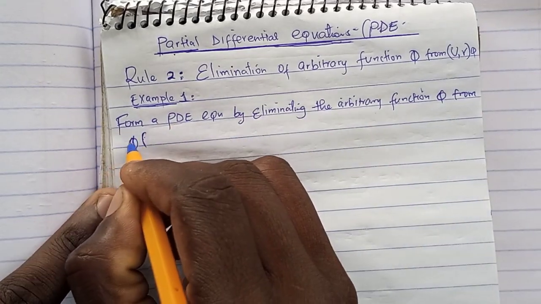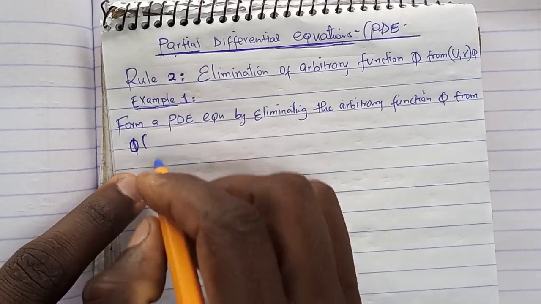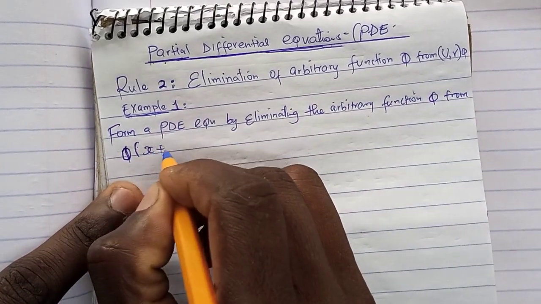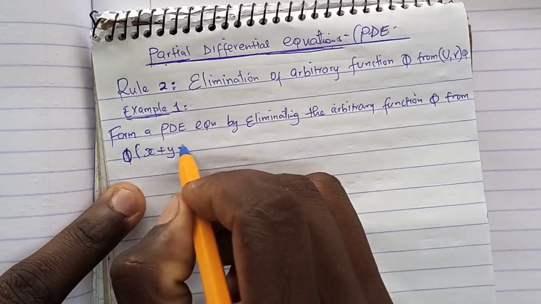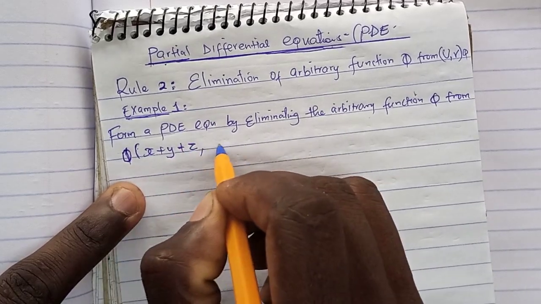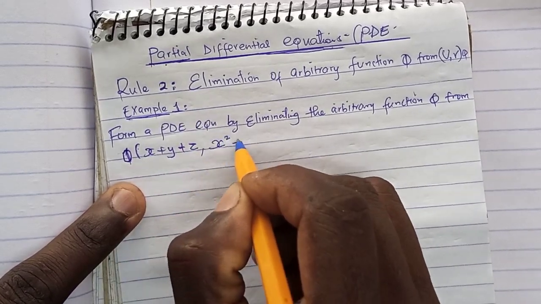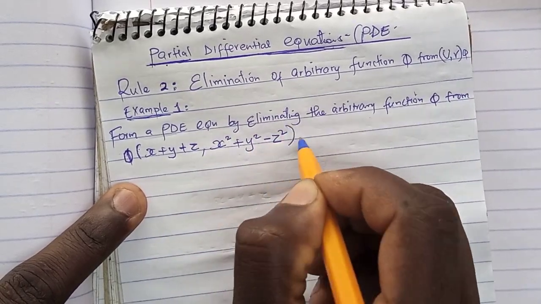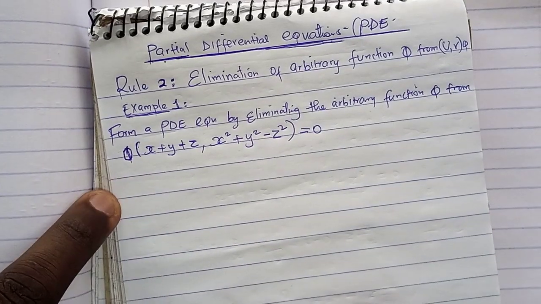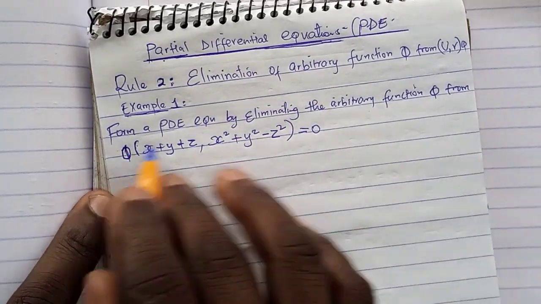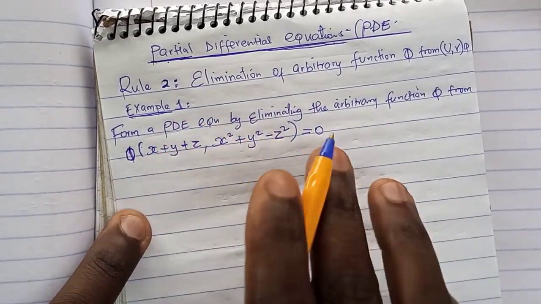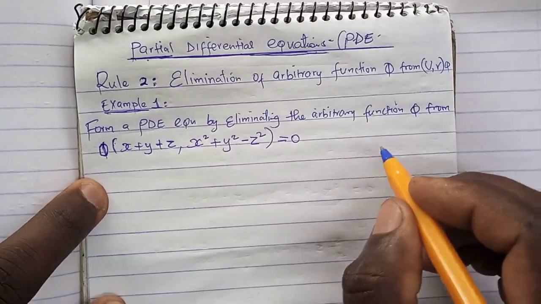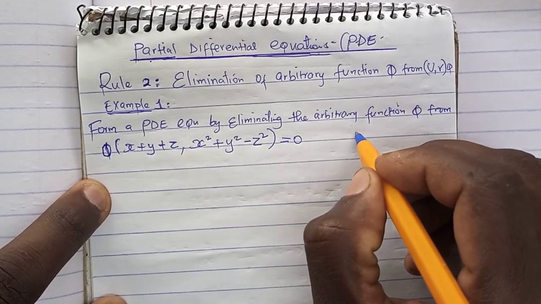the given example. This is an arbitrary function of, let us use, x plus y plus z, then we have x square plus y square, maybe minus z square, it's equivalent to 0. So you are told to form a PDE by eliminating the arbitrary function. So solution, the first thing you should know is the notations.